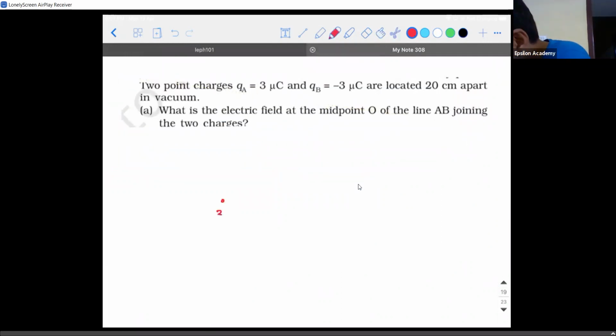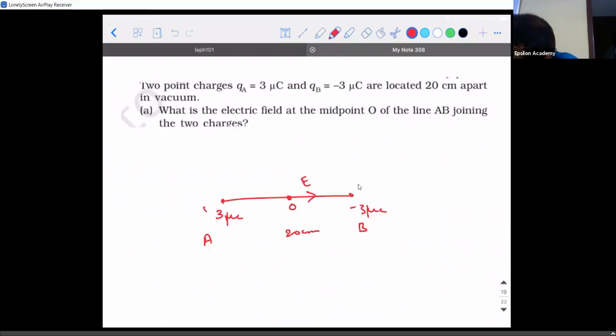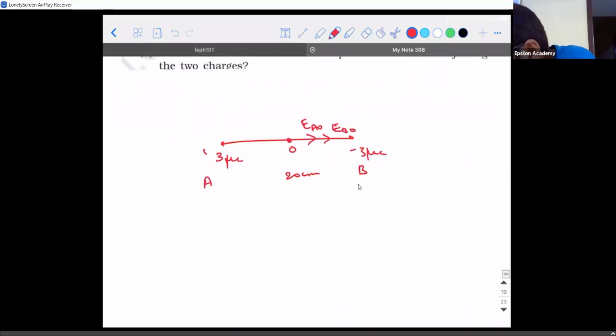So QA is 3 microcoulomb, QB is minus 3 microcoulomb, located 20 centimeter apart. Point O is here. The electric field due to the charge at point A is on the right hand side. If I take this as EAO, the electric field due to point B is to the right hand side, that is EBO, and the net electric field at that point is going to be EAO plus EBO.